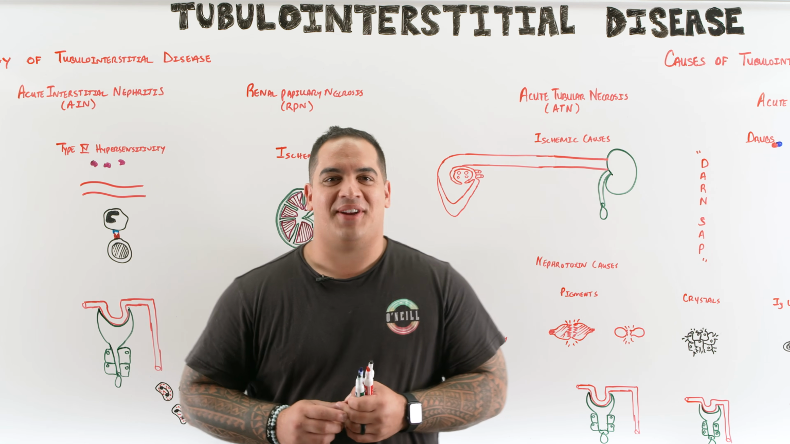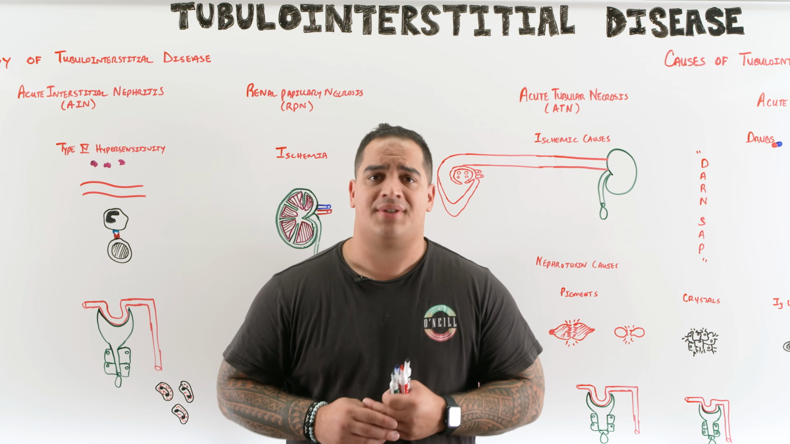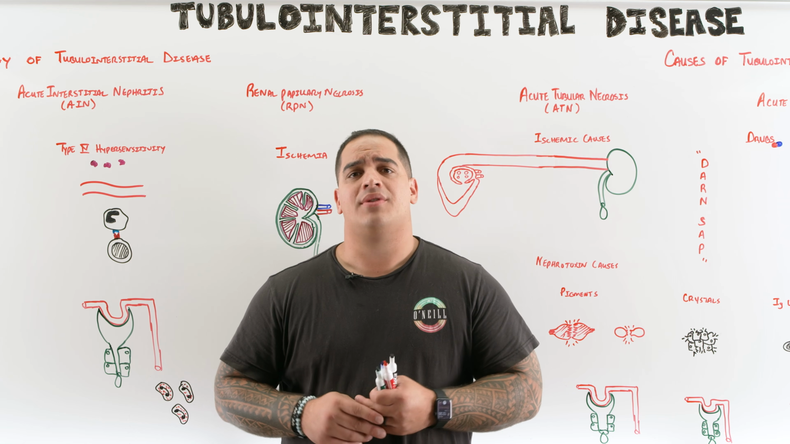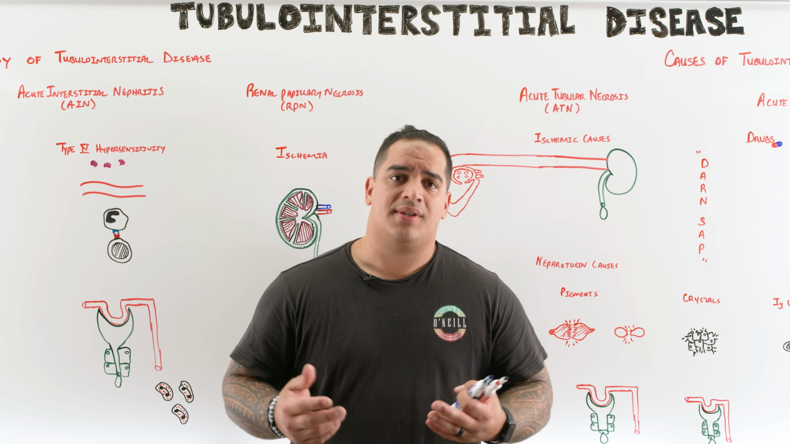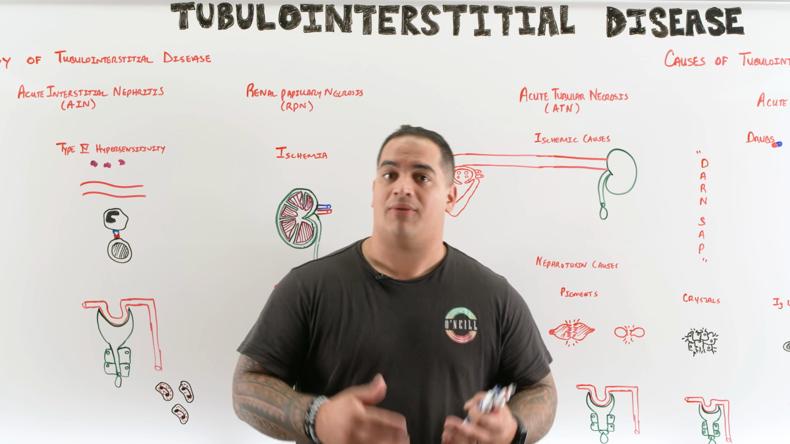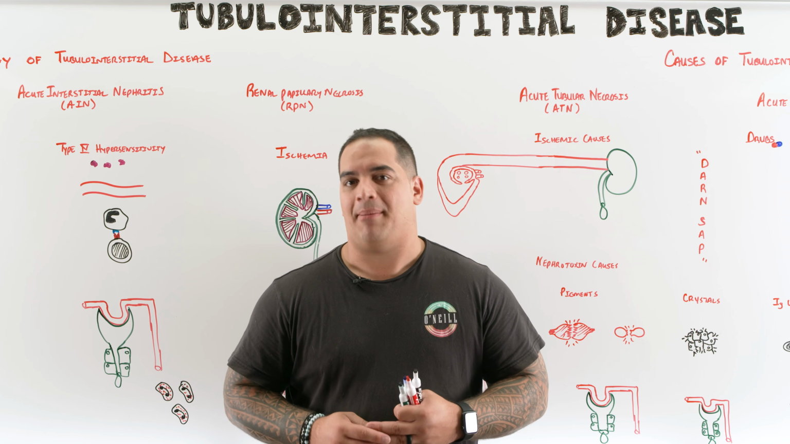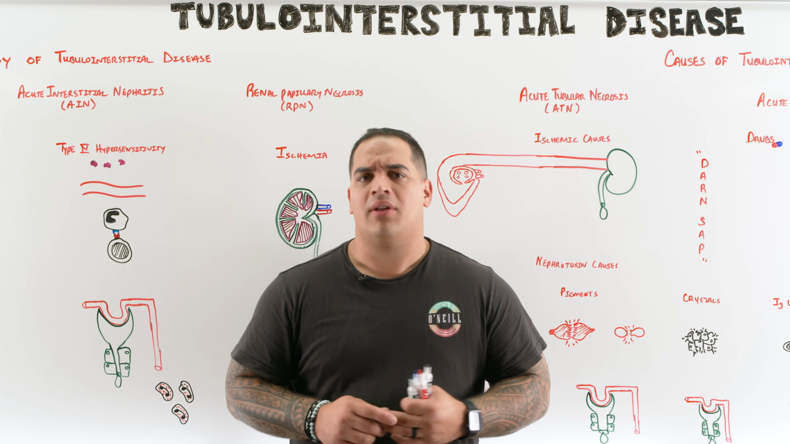What's up, Ninja Nerds? In this video today, we're going to be talking about tubulointerstitial diseases. That includes ATN, which is acute tubular necrosis, AIN, acute interstitial nephritis, as well as renal papillary necrosis. Again, this is part of our clinical medicine section.